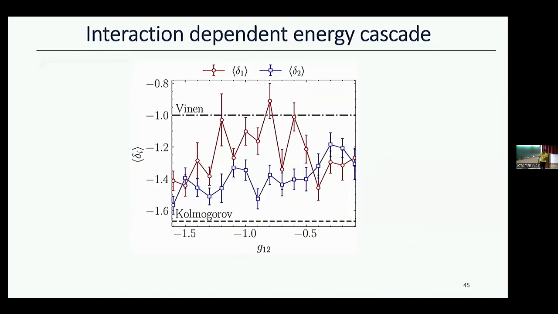So with this, we have expanded the whole regime, and we find that in this regime the first component shows only Vinen-like scaling, and in this regime the second component only shows Kolmogorov-like scaling. So although it is a binary droplet, we get different cascade natures for the different components.